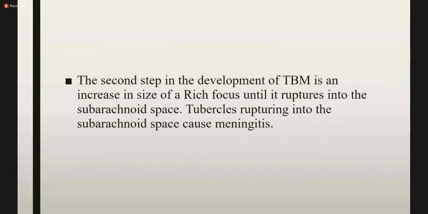The second step in the pathogenesis of tuberculous meningitis is an increase in the size of these Rich foci until they rupture into the subarachnoid space. If they rupture into the subarachnoid space, there is involvement of the subarachnoid space, through which the infection gains access to the different meninges also. These tubercles rupturing into the subarachnoid space can cause meningitis.